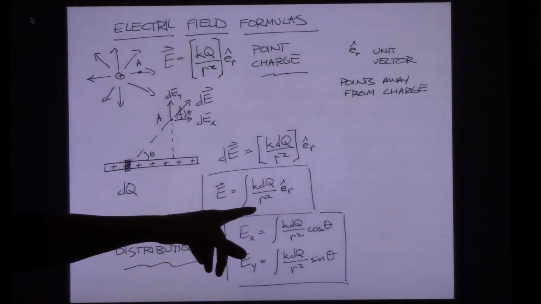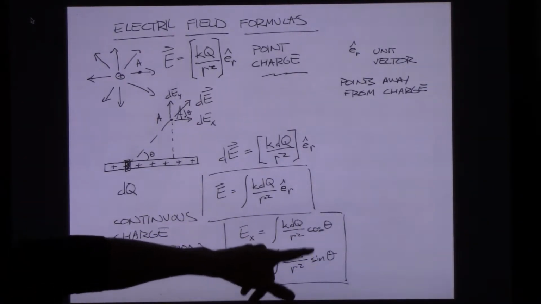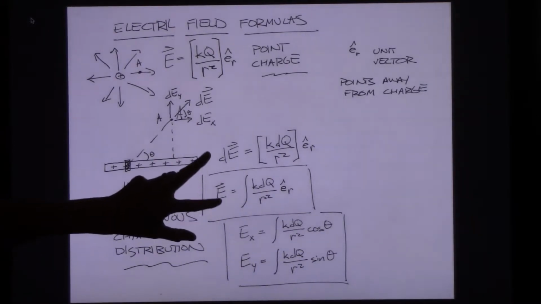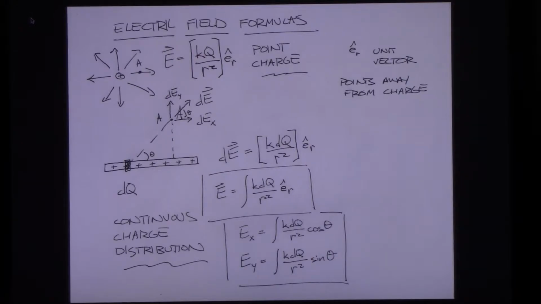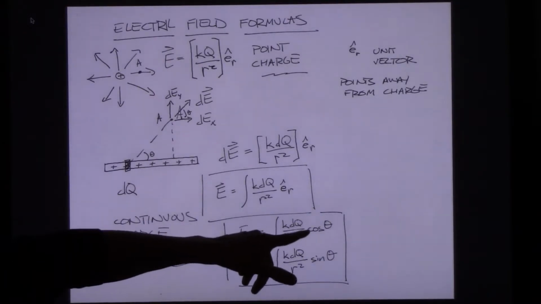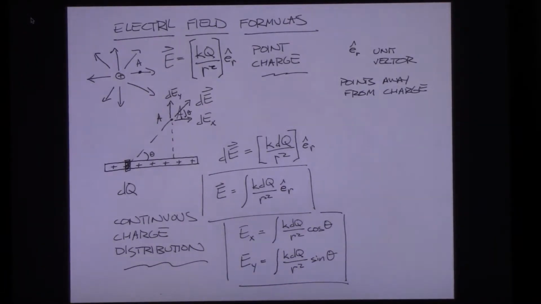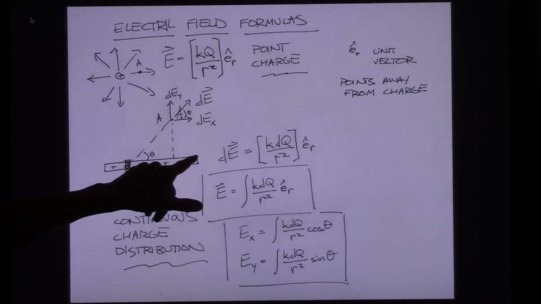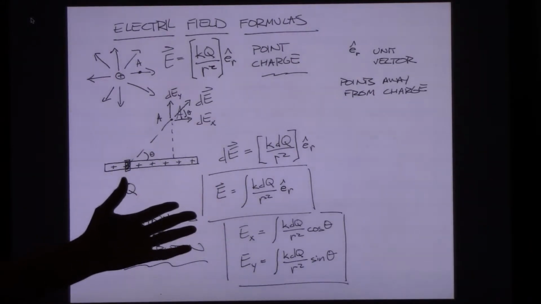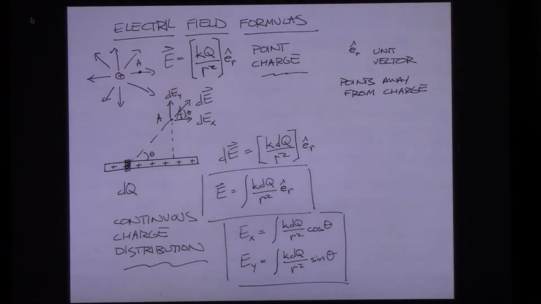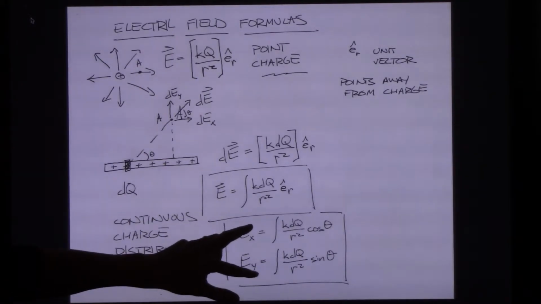Not only is r variable, but the thetas are variable. Once we take the vector equation and separate it into components, now we have 2 separate integrations that have to be carried out. And they have factors of cosine and sine to them. And as we move along that distribution of charge, theta is changing as well as r. So this is kind of our starting point.